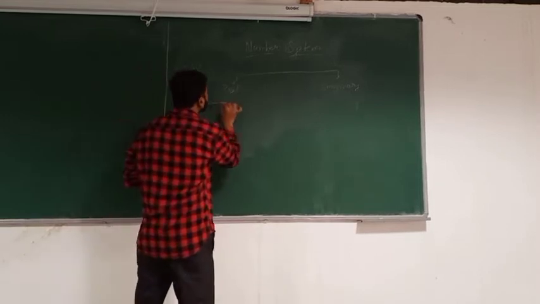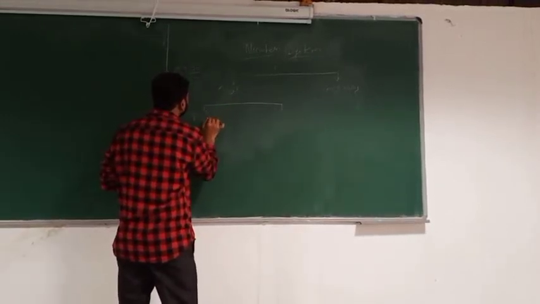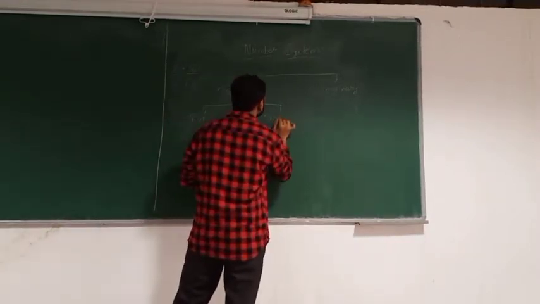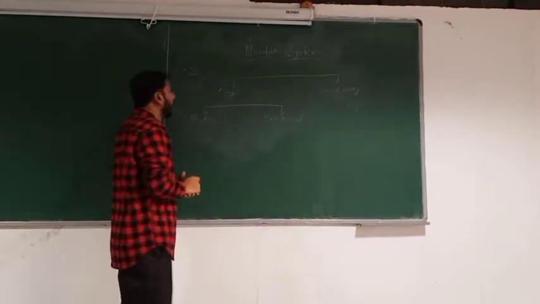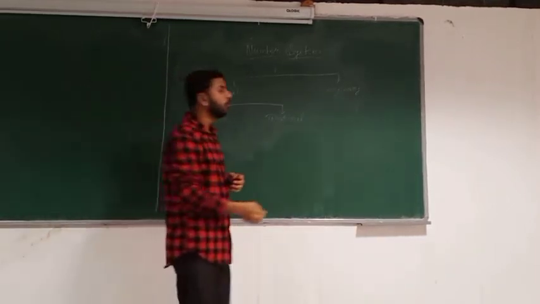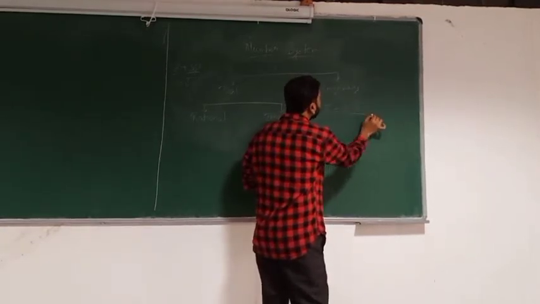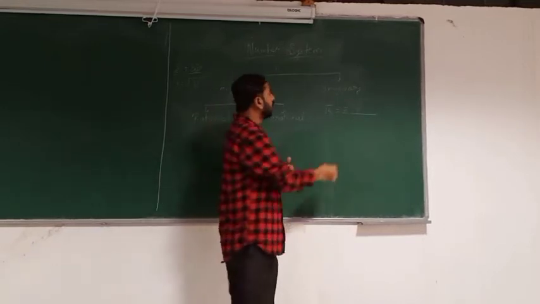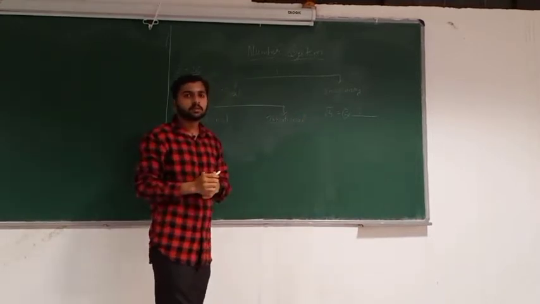Under the real numbers, it is again further divided into rational numbers and irrational numbers. As we know, the square root of 4 is 2. It does not have any other digits, meaning there are no recurring numbers. So 2 is the square root of 4, and it is called a rational number.